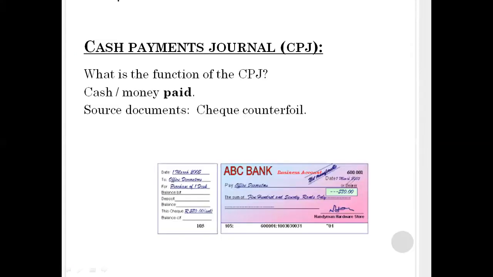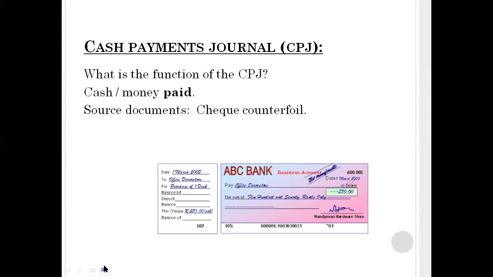Okay. So there you guys will see that we are starting to do today the CPJ, the Cash Payments Journal. What is this journal all about? It's about cash or money that was paid. Your source document every time will be a check counter full, and we use the abbreviation CC for that.